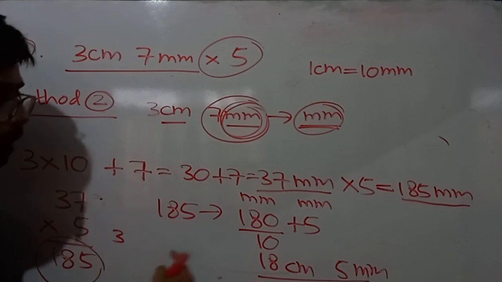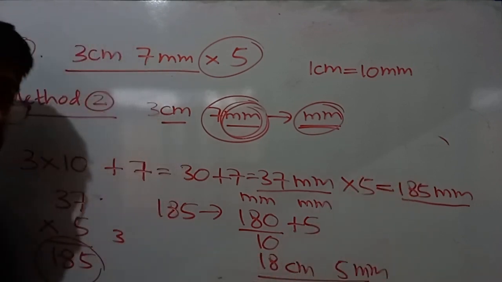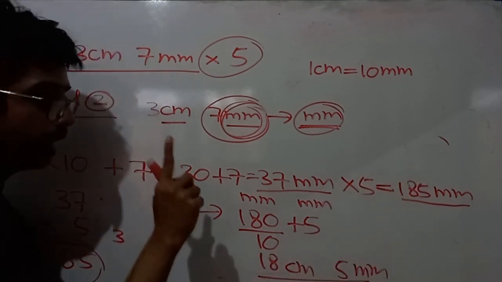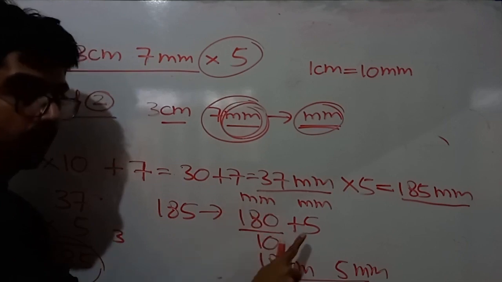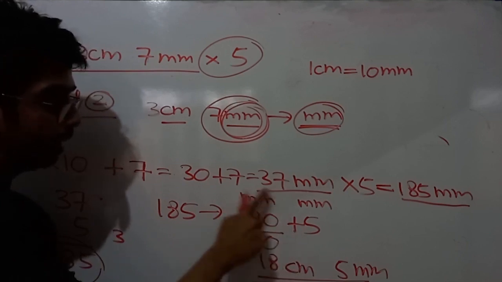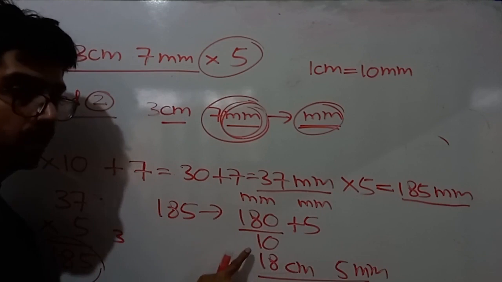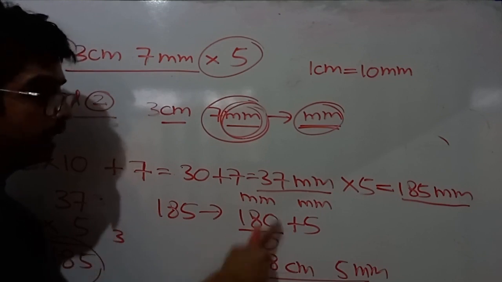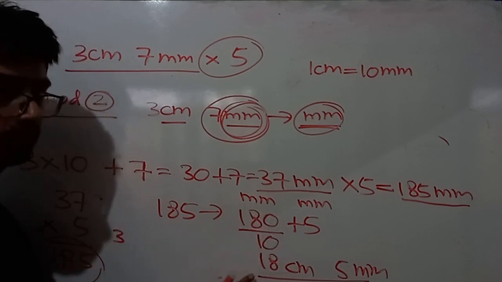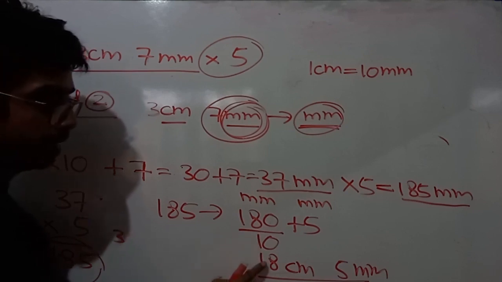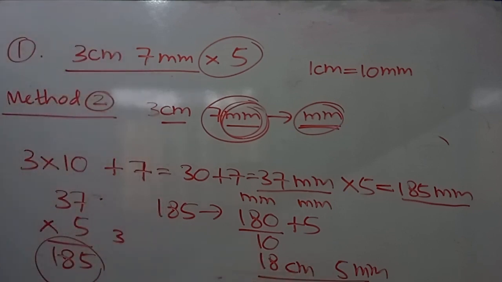So we can break 185 millimeters into 180 and a 5. Then we divide 180 by 10. We divide like that because it is in millimeters. We convert that to centimeters. So this becomes 80 centimeters and 5 millimeters.